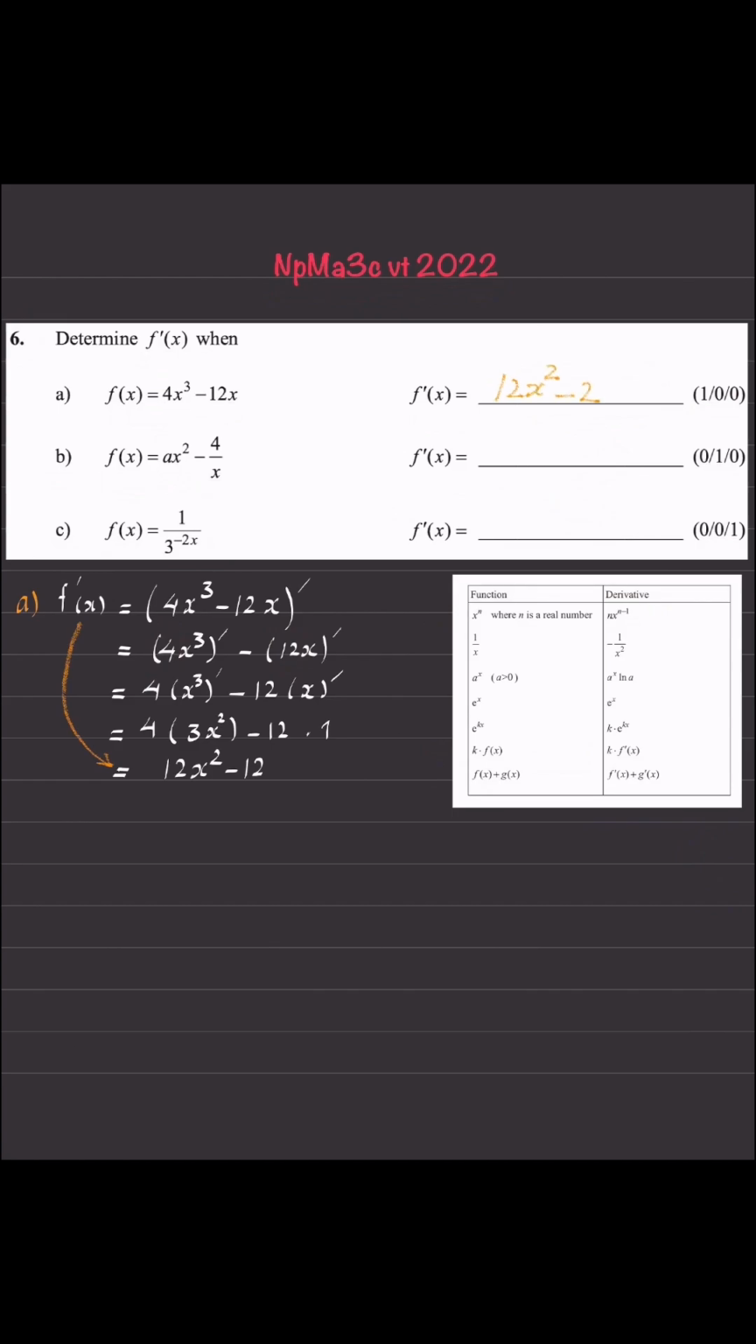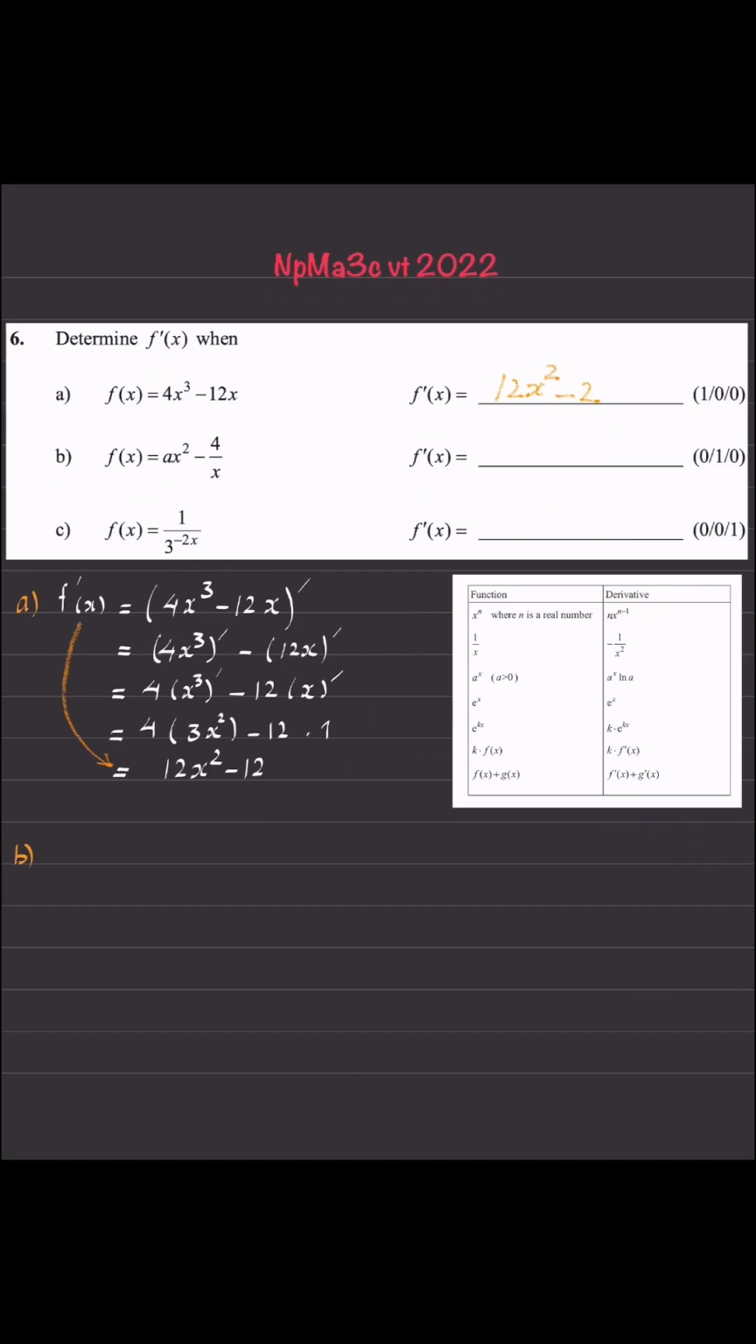The reason I wrote all of these things is not because you have to write them down, but you have to think in this way in order to understand and not make any mistakes. But try to learn it and do it faster. Now I go to part B. So part B, I want to do the same thing.